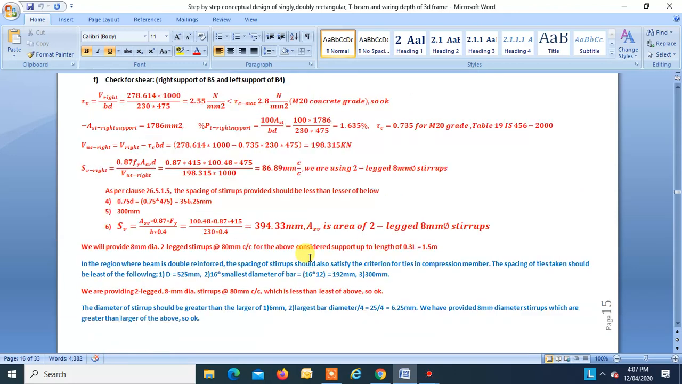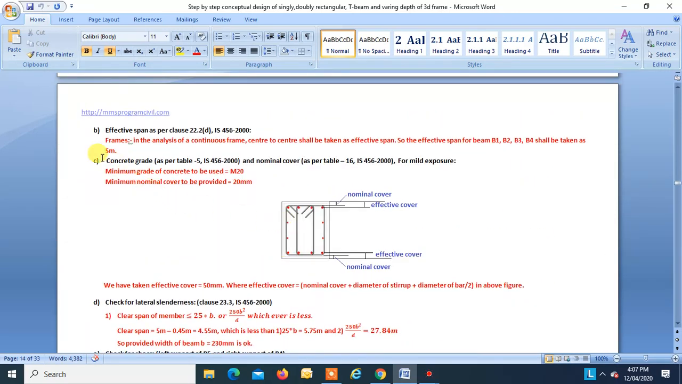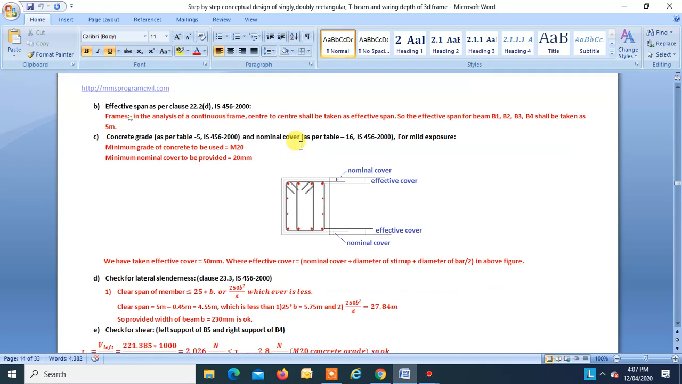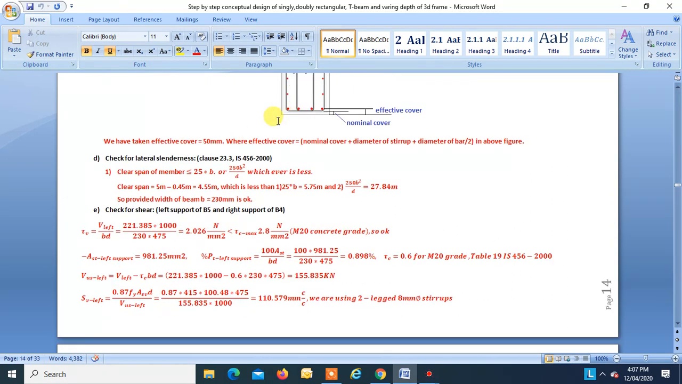Okay, now coming to the next step, that is check for shear. Okay, first we will see the effective span as seen above. We are taking 5 meters, that is center to center. Okay, and the concrete grade for a mild exposure has minimum concrete grade M20 and minimum nominal cover is 20, which we have satisfied. We are taking effective cover as 50 mm.